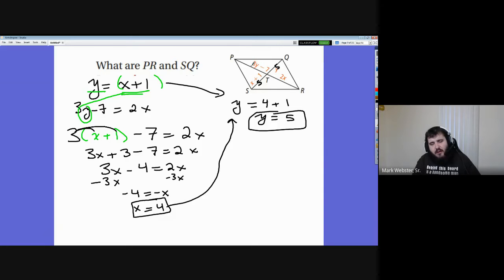3y minus 7. 3 times y, which is 5. So 15 minus 7, that's 8. 2x, 2 times 4, that's 8. So now we can answer our question. What's PR? 8 and 8. What's SQ? 5 and 5.